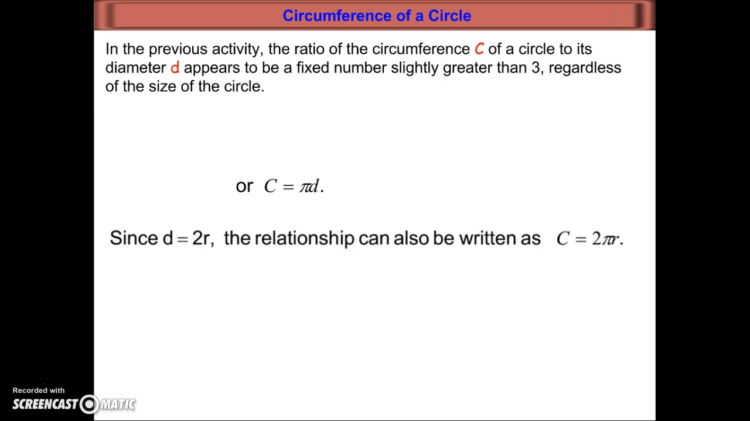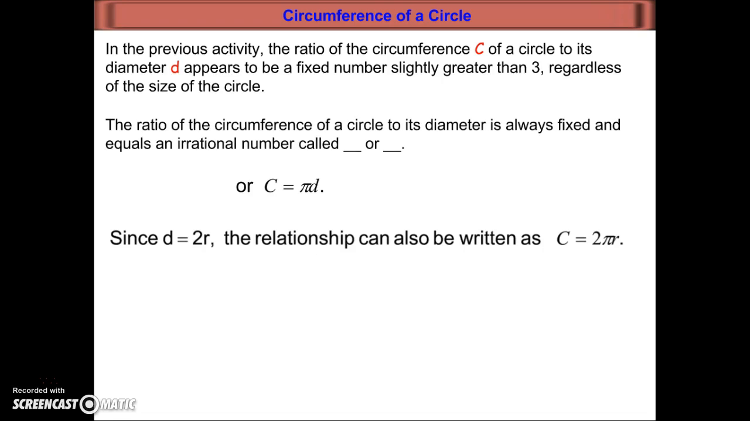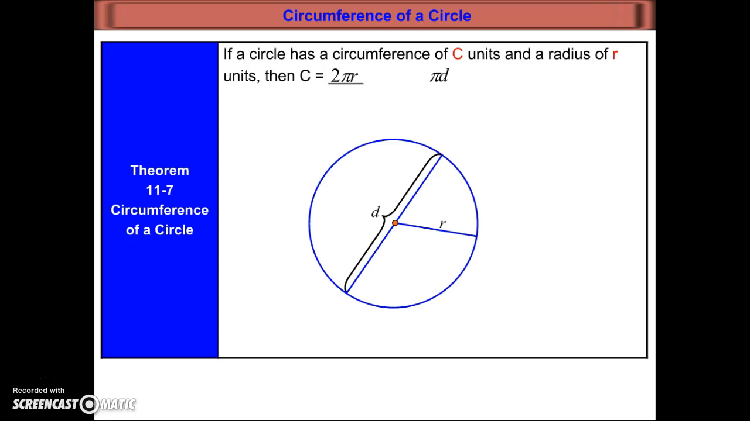In the previous activity, the ratio of the circumference C of a circle to its diameter appears to be a fixed number slightly greater than 3, regardless of the size of the circle. The ratio of the circumference of a circle to its diameter is always fixed and equal to an irrational number called pi, or we have the pi symbol, or circumference equals pi times diameter. Since diameter is equal to 2 times r, the relationship can also be written as 2 times pi r. So C over D is equal to pi, circumference over diameter. If a circle has a circumference of C units and a radius of r units, then C equals 2 times pi r, or diameter times pi.